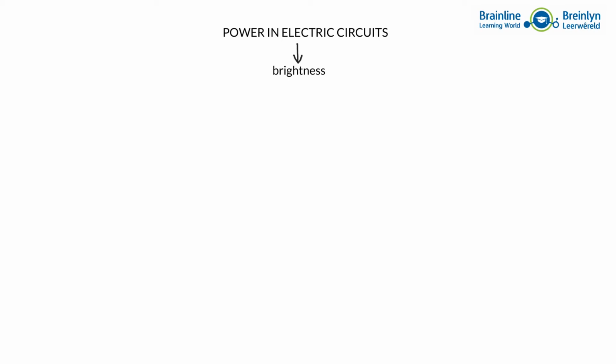In other words, when a question is asked in which you are asked to explain how the brightness of a bulb will change in a specific circuit, you always have to refer back and answer with relation to power. Now the formula which we had for power was P for power equal to V times I, where P was the power in watt, V was the potential difference in volt, and I was the current in ampere.